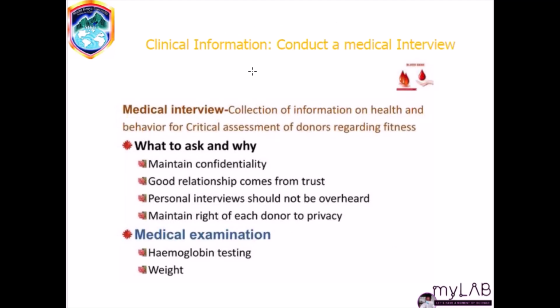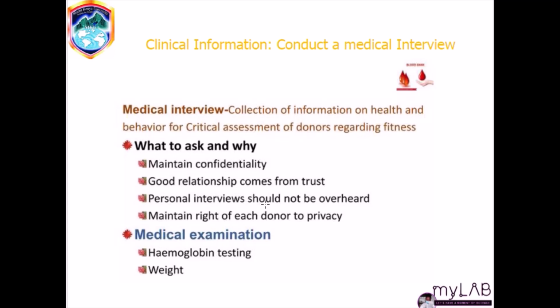And then also make sure you conduct a medical interview that gives us their clinical information or history. So the medical interview is a collection of information on health and behavior, or a critical assessment of donors regarding fitness. They could be looking fit and everything, but we need to conduct a medical interview. So what to ask and why: you need to maintain confidentiality of the person's information, and create a good relationship so that they can trust you to tell you everything.